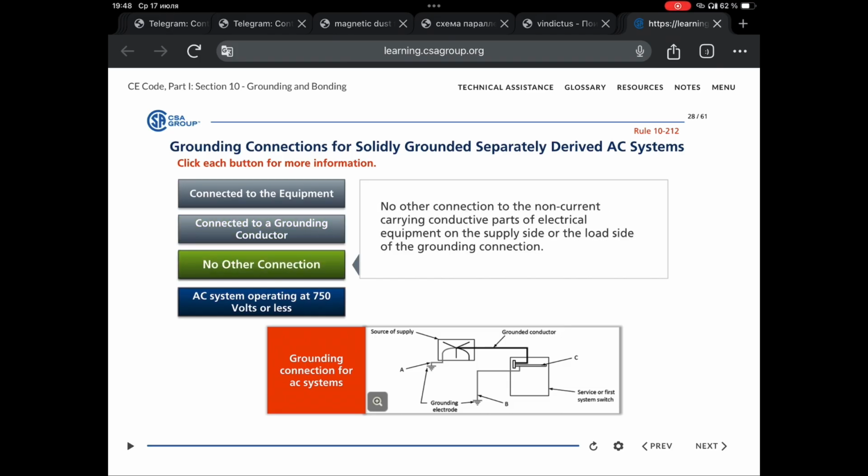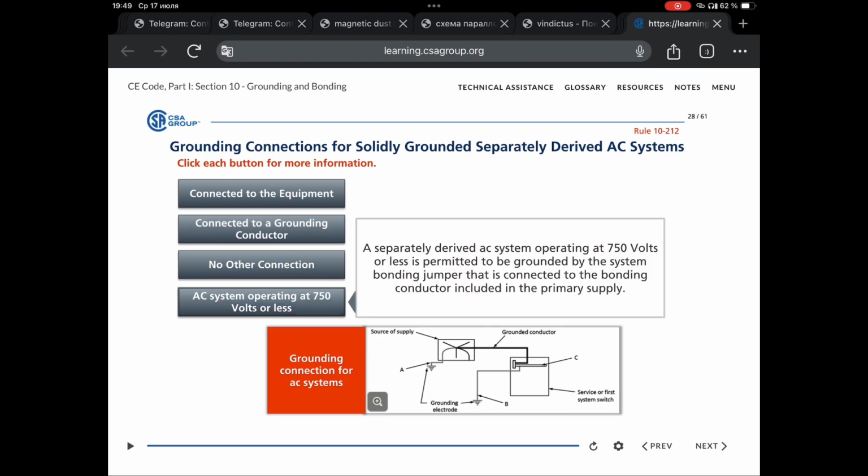Have no other connection to the non-current carrying conductive parts of electrical equipment on the supply side or the load side of the grounding connection. A separately derived AC system operating at 750 volts or less is permitted to be grounded by the system bonding jumper that is connected to the bonding conductor included in the primary supply.